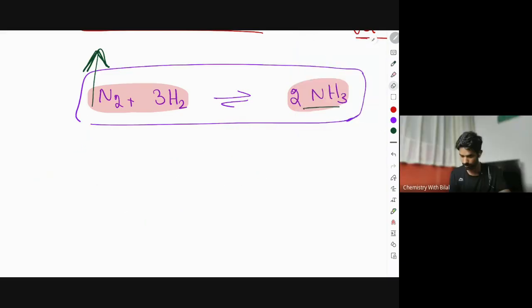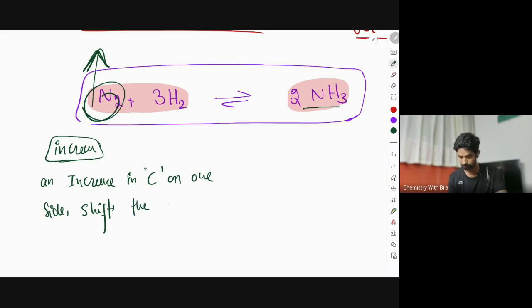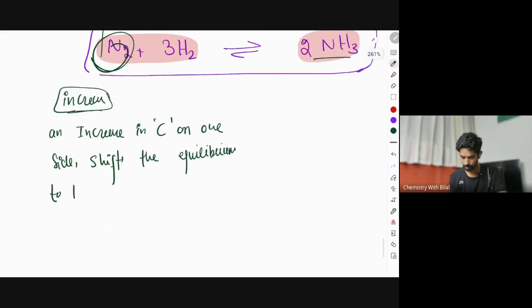Okay, so let me just write the effect of increase and decrease. Let's say we are increasing the concentration. An increase in concentration on one side shifts the equilibrium to the other side. If we increase this side, it will go to the other side. Shifts the equilibrium, you have to write, position of equilibrium, to the other side.